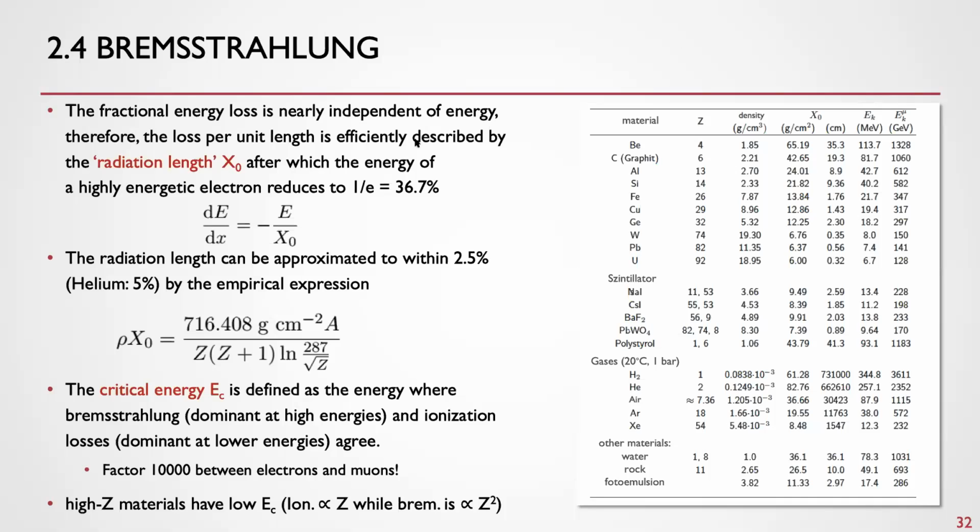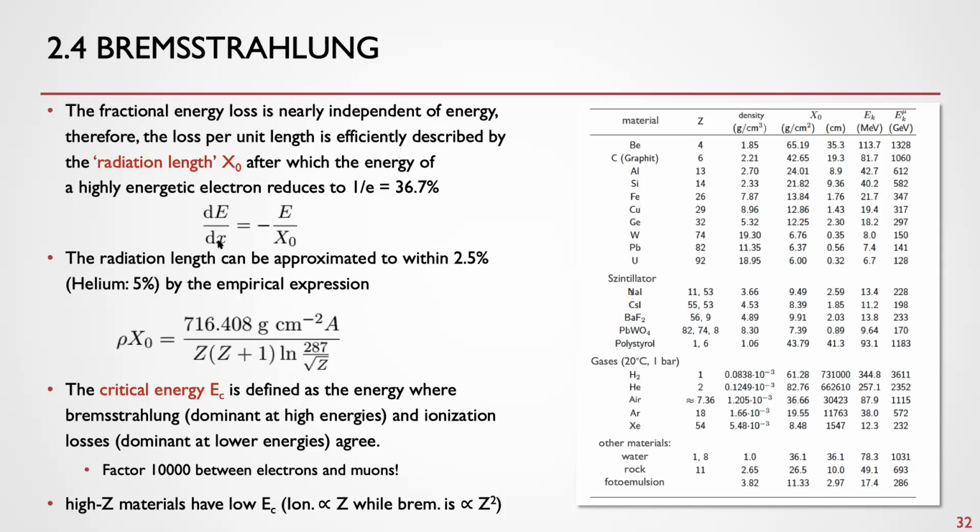Okay, let's restart our discussion of bremsstrahlung, the second most important way particles lose energy when they travel through matter. The point in the derivation and description of bremsstrahlung is that the fractional energy loss of a particle, for example an electron, where it's most relevant, is per unit length efficiently described by a radiation length.